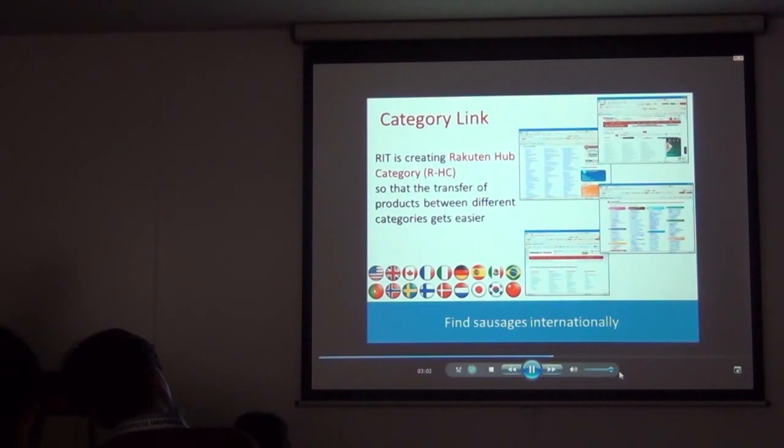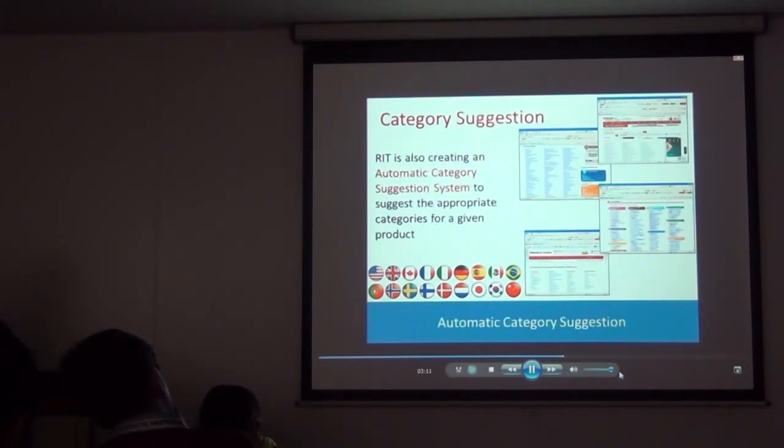RIT is creating the Rakuten Hub category system so that the transfer of products between these different categories gets easier. RIT is also creating an automatic category suggestion system to suggest the appropriate categories for a given product. So, using this technology, the merchants can easily register their products. This can save you lots of time and help customers find your products much more easily.